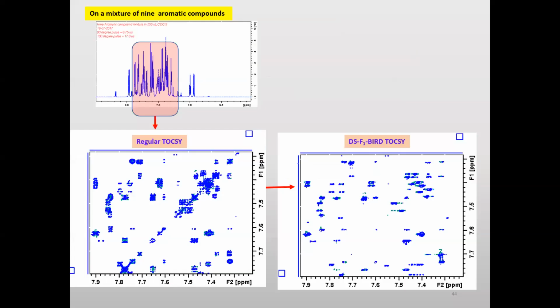Here is an example I'm showing you on a mixture of 9 aromatic compounds. In this aromatic region, you can see in the regular TOCSY, there are diagonal peaks and there are cross peaks, but the multiplet information in both dimensions can hinder assignment. If you go to the right side, in the diagonal suppressed F1 BIRD TOCSY, the diagonal is immediately suppressed. There is no diagonal in the spectrum. The F1 indirect dimension is a pure shift, broadband homodecoupled spectrum, and therefore the resolution improves drastically in this kind of diagonal suppressed F1 BIRD TOCSY.